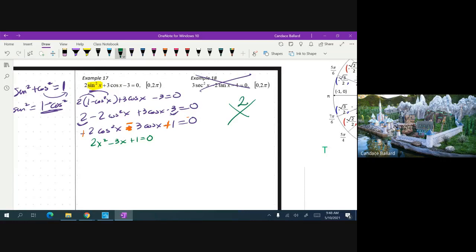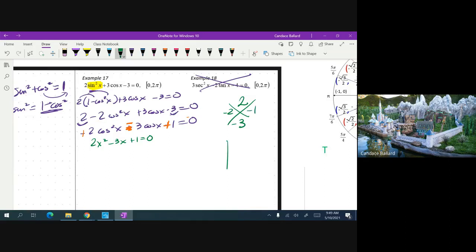Help me out in the chat. Two numbers that multiply to 2 and add to negative 3. What are they? What does everybody think? I'm seeing a 2 and a 1. Oh, Nadaline's brain grew. Good job. It should be negative 2 and negative 1, which add to negative 3 and multiply to positive 2.